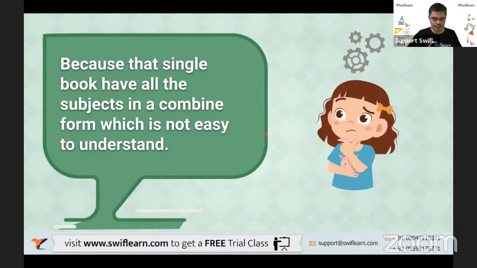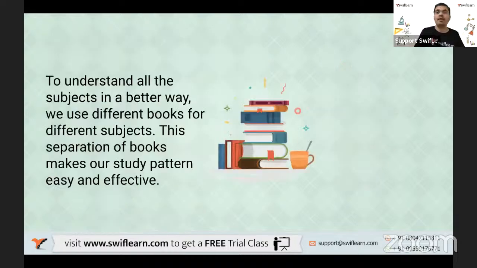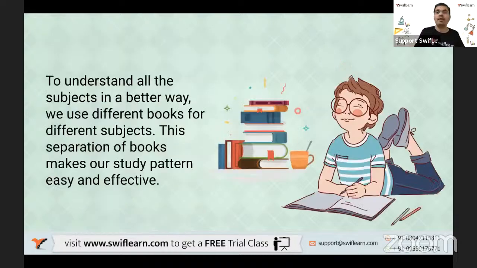So first we have to understand all the things, then only we can go ahead in learning. Similarly, this is very, very important. If you prefer a big book, you'll not be able to understand much. But if you refer to small books separately, then you can understand well, more deeply, and your concepts are thorough, is it not? So according to the same logic, what we are going to learn is to understand all the subjects in a better way. We use different books for different subjects. Separation of books makes our study pattern easy and effective.